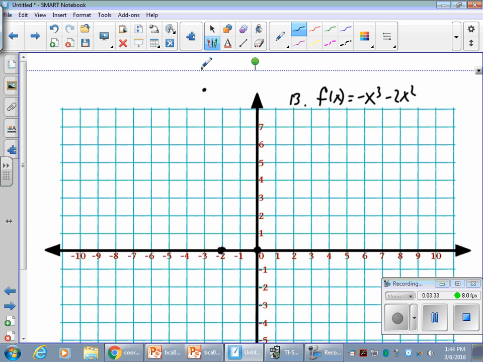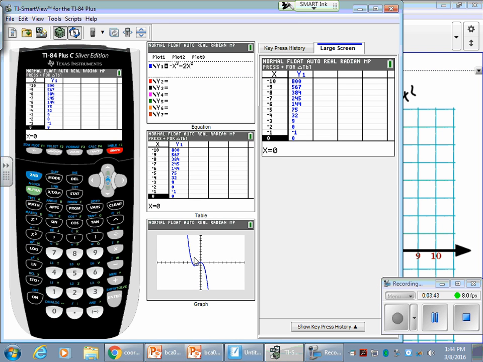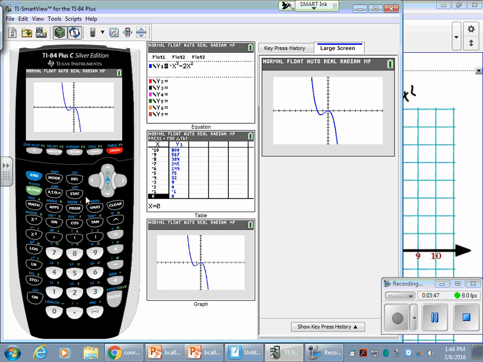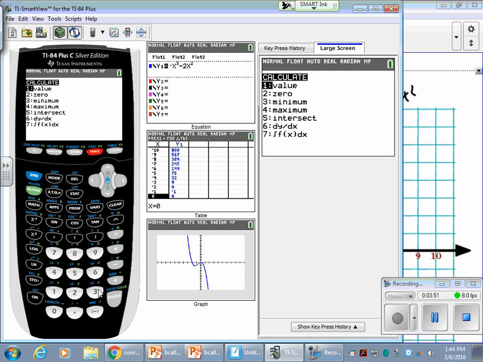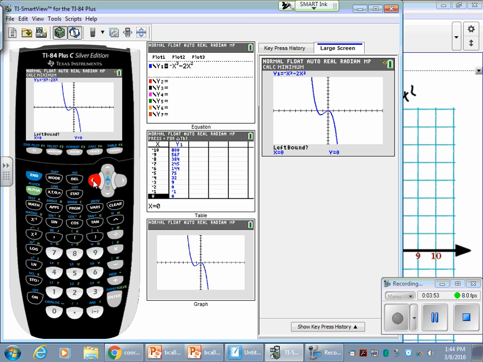And remember, your polynomial functions are smooth and continuous. Okay, so now I need to figure out where it is going in between here. I know it goes up. Actually, it goes down right there, sorry. And I need to find that point. So I'm going to look at this graph, and that would be a minimum. So I'm going to push second trace 3. I need a left bound and a right bound.